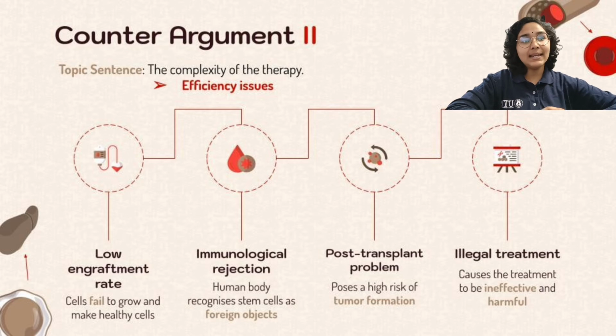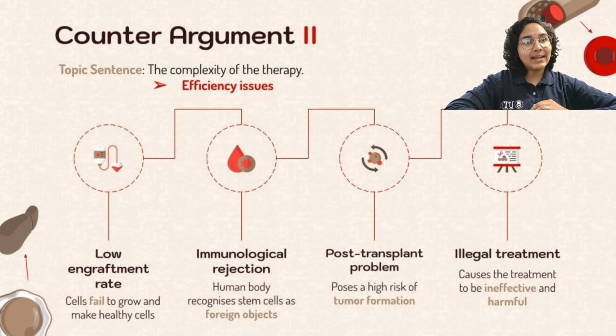Correlated with that, the second cause of poor reliability of stem cell treatment is that the implanted stem cells do not survive due to immunological rejection. This is because the human body recognizes stem cells as foreign objects. Thirdly, post-transplant problems are the essence of efficiency issues in stem cell treatment. Stem cells might be transported to undesirable places, medically known as ectopic places. This will eventually pose a high risk of tumor formation.